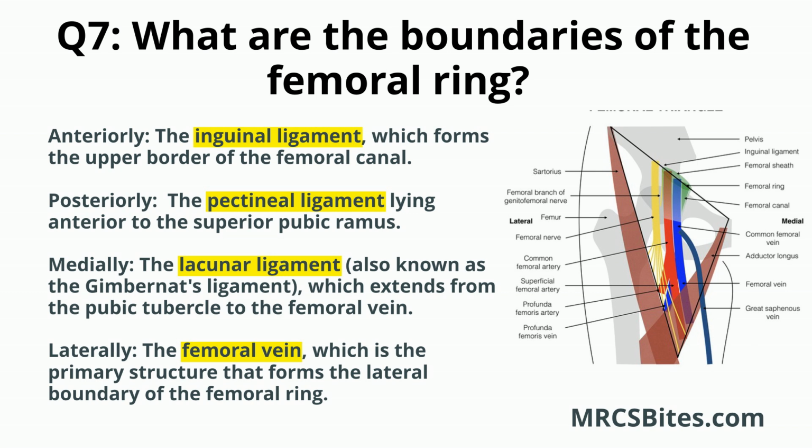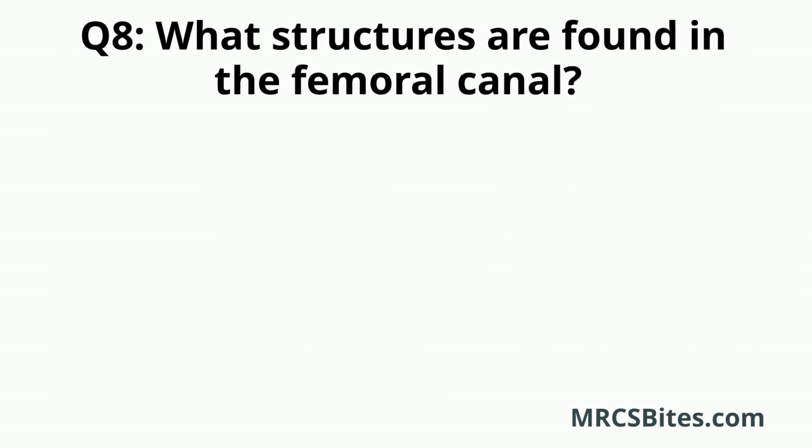Medially, the lacunar ligament, also known as the Gimbernat ligament, which extends from the pubic tubercle to the femoral vein. Laterally, the femoral vein, which is the primary structure that forms the lateral boundary of the femoral ring. Question 8. What structures are found in the femoral canal?